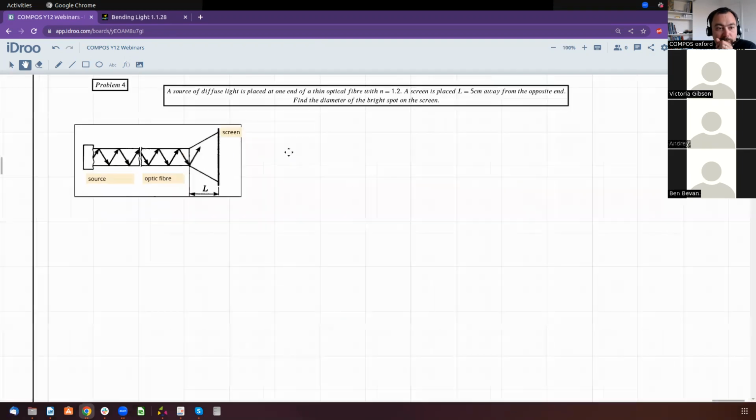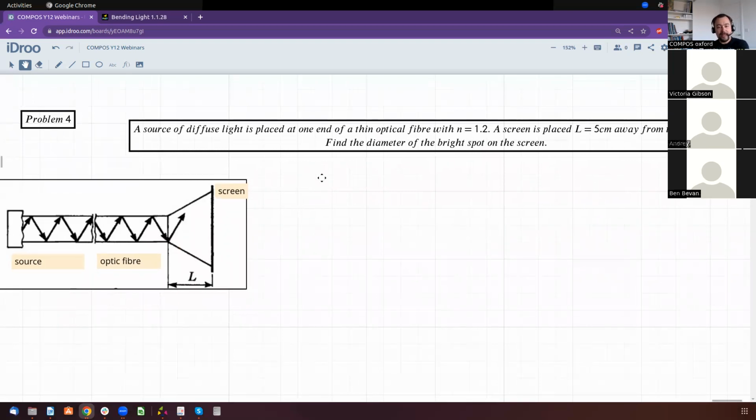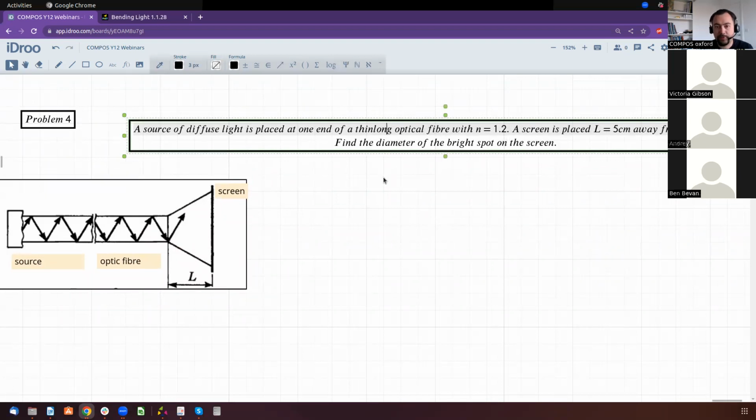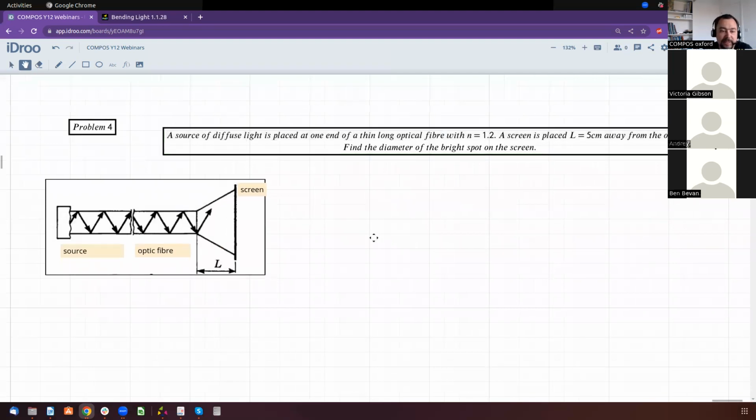Okay. Problem 4. A source of diffuse light is placed at one end of a thin, long optical fiber with a refractive index of 1.2. A screen is placed 5 centimeters from the opposite end. So this is the optical fiber, and this is the screen. You need to find the diameter of the bright spot on the screen.